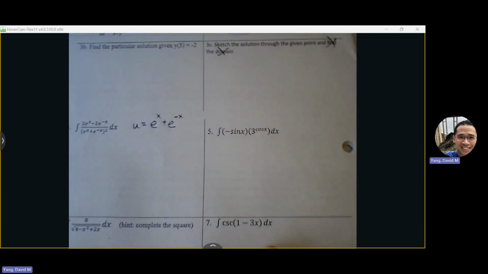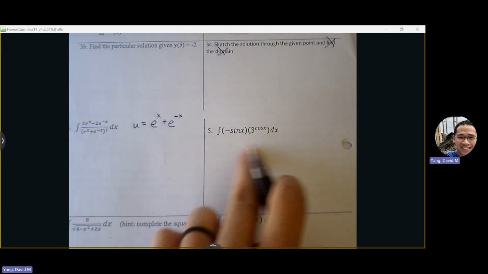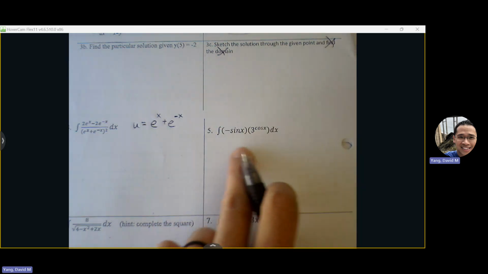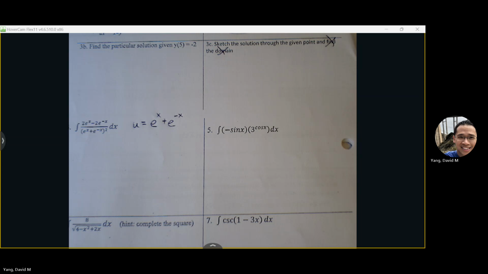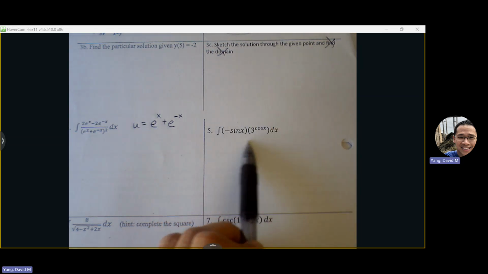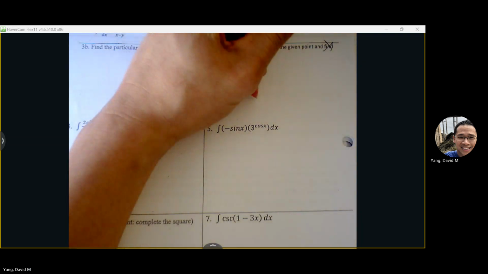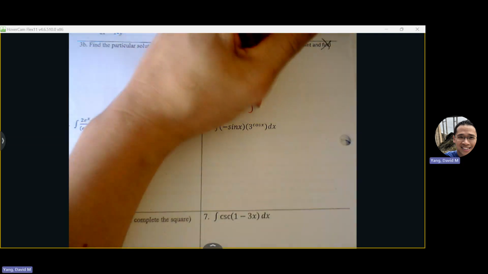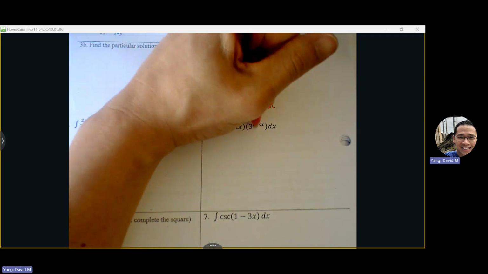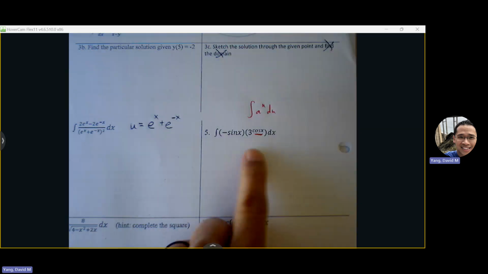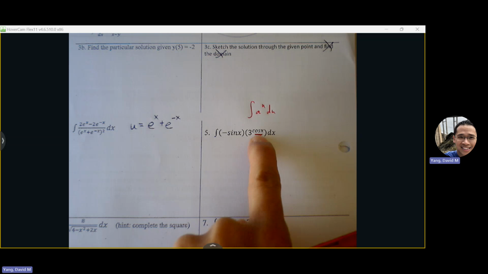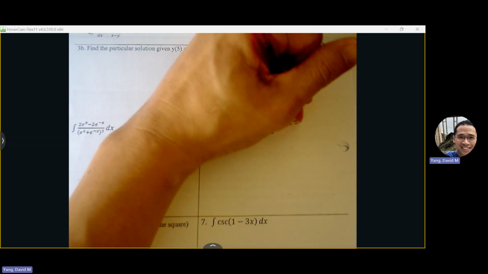Okay. Number 5, negative sine x, 3 to the cosine x. What could be our u value here? Or what rule could we try to move towards with this problem? This looks like a what rule? Yeah, the a to the u, right? So if I'm targeting a to the u, then I want my exponent to be my u value. And if we can find the derivative of cosine, that should match up nicely with negative sine to cancel out. Right? So our u value is cosine of x.